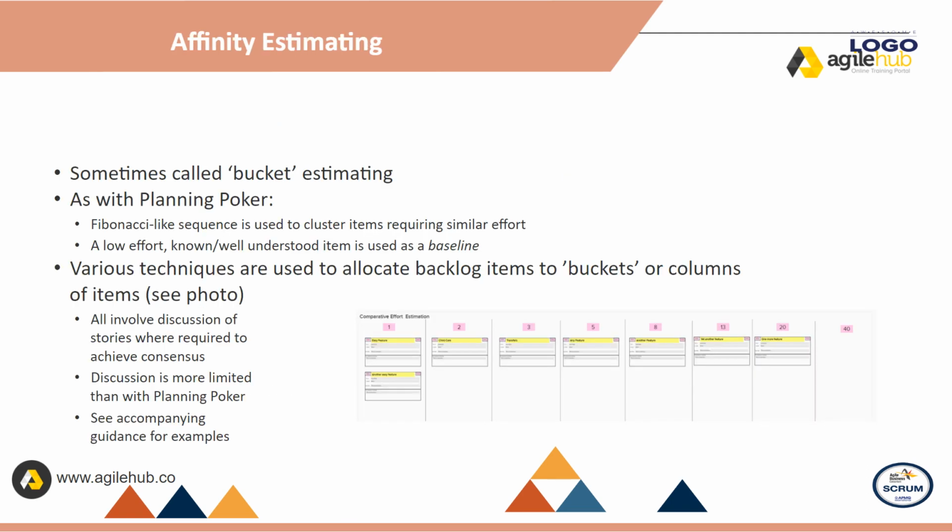Affinity estimating. Sometimes called bucket estimating. As with planning poker, it is a Fibonacci-like sequence used to cluster items requiring similar effort. A low-effort, known and well-understood item is used as a baseline. Various techniques are used to allocate backlog items to buckets or columns of items as shown here. All involve the discussion of stories where required to achieve consensus. Discussion is more limited than with planning poker.